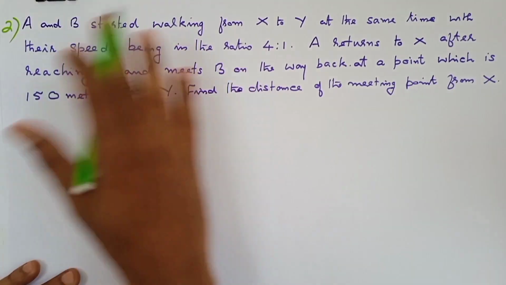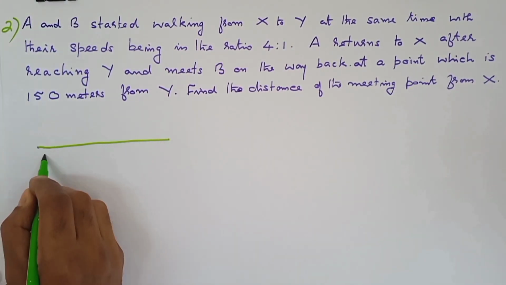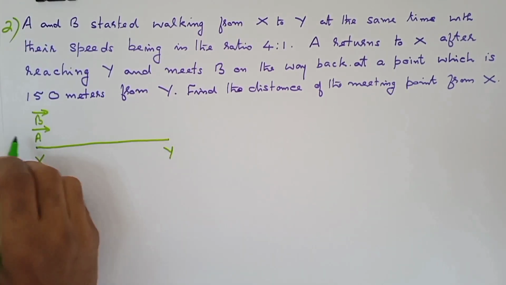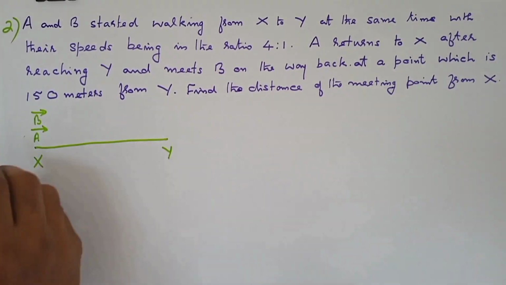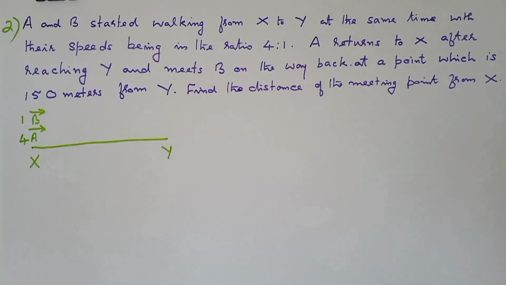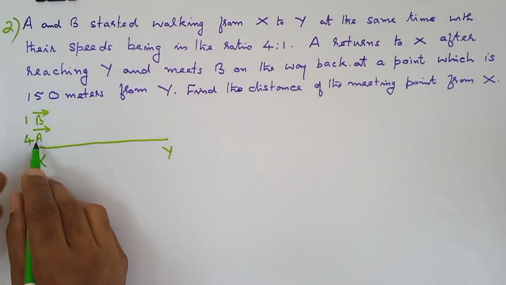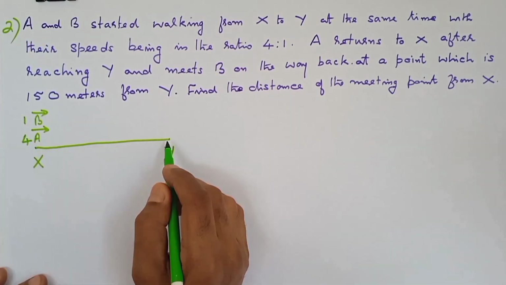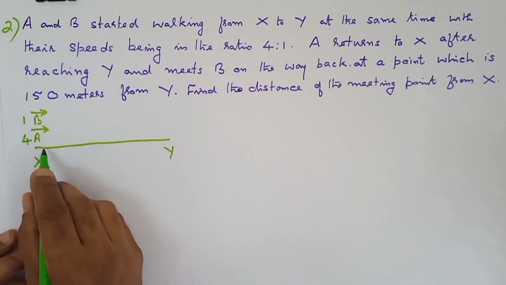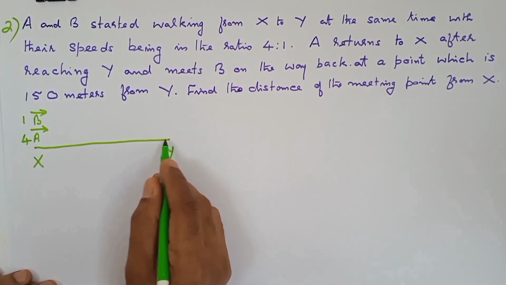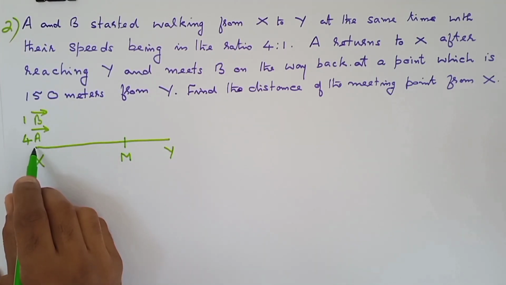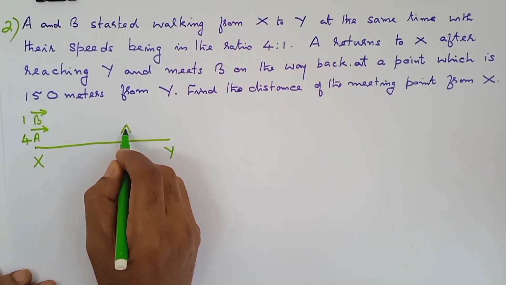Let's draw a diagram to represent the data given here. This is XY. Both A and B are at this point, both moving in the same direction, and their speeds are in the ratio 4:1. So you can take this as 4. This is a ratio only, not exactly 4 and 1. Okay. Now, what does the problem say? A is moving faster, so he will reach Y before B does, and he returns to X after reaching Y. That means by the time he moves from here to here, and comes back maybe at some point here, he will be meeting B, who walked from this point to this point. So the position will be something like this.